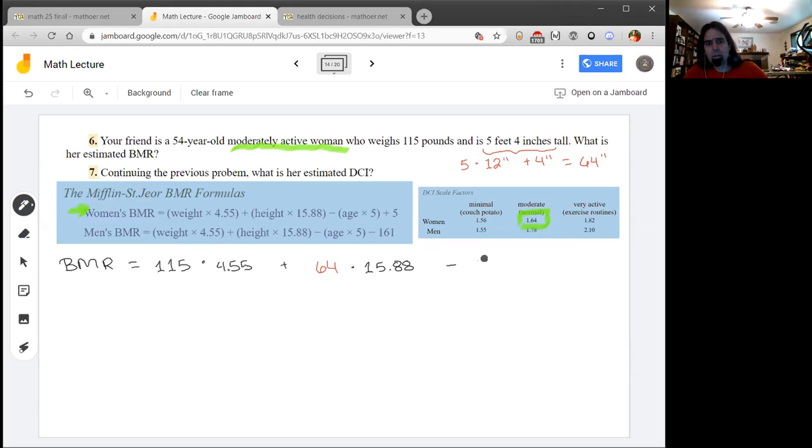She's 54. And then the calculator does all of that. Let's see, 115. So we get about 1,275 calories per day.